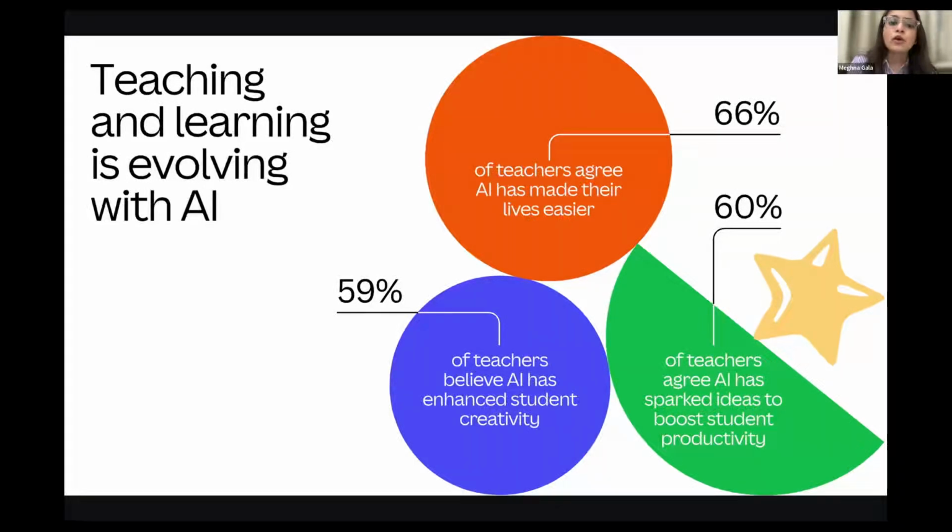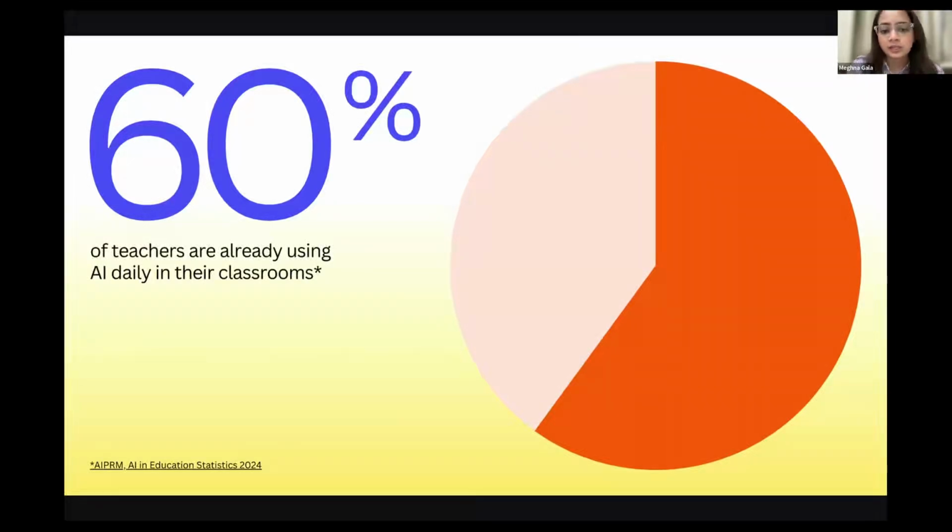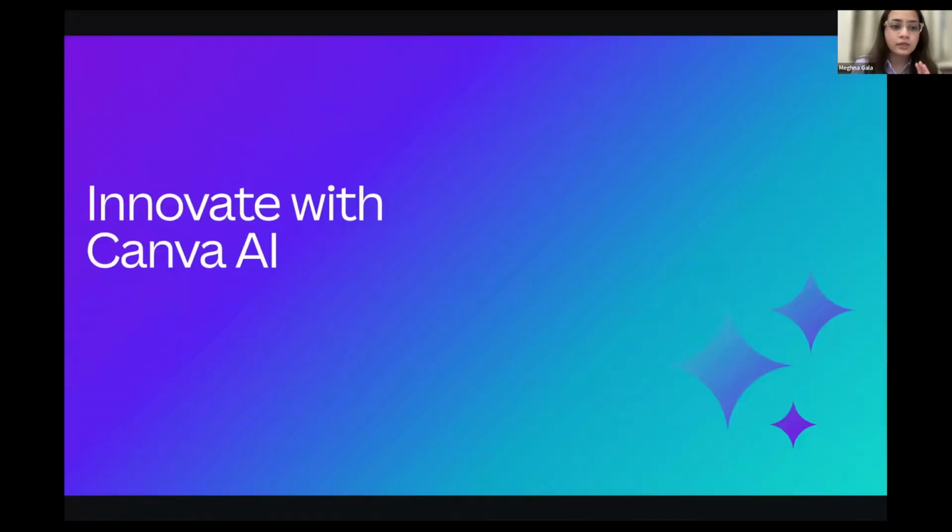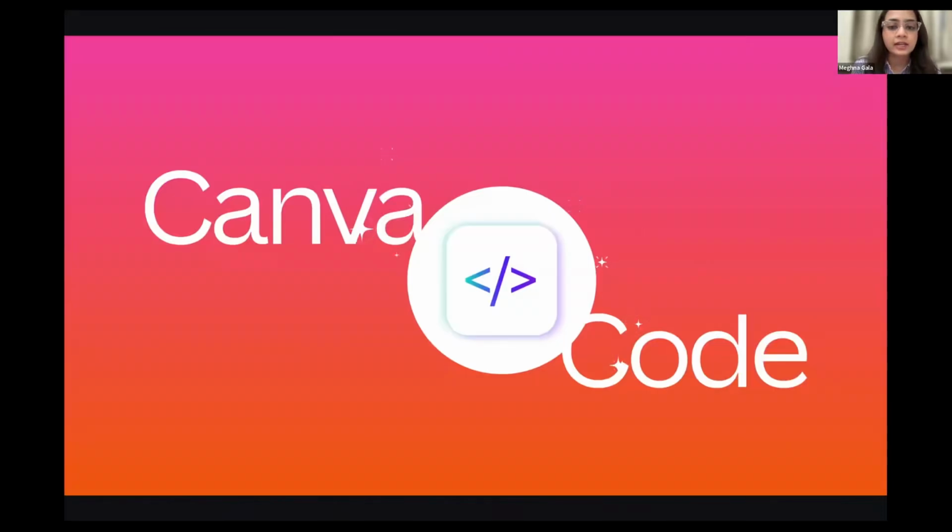So yes, I'm sure we all want smart work over hard work, and with 66% and 60% of teachers already using AI in their classrooms, Canva AI just helps support you to get more efficient at your tasks. We will now be talking about how Canva AI can actually help us in a few ways. I'm going to talk about a couple of features that Canva AI offers.